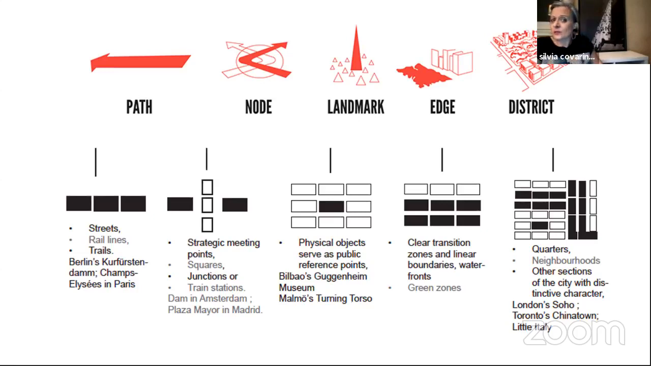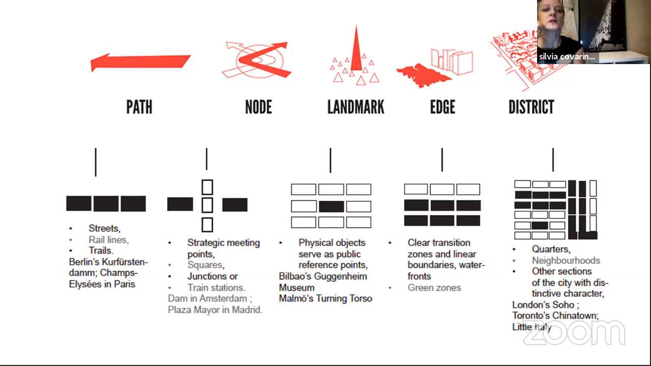And basically, when we are talking about paths, we mean streets, rail lines, trains. And there are some examples below. And the node, a strategic meeting point: square, junction, train station, and there is Plaza Mayor in Madrid mentioned, for example. Landmark, physical objects that serve as a public reference point.